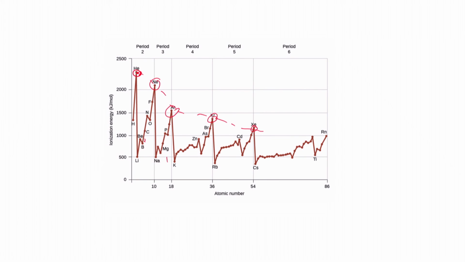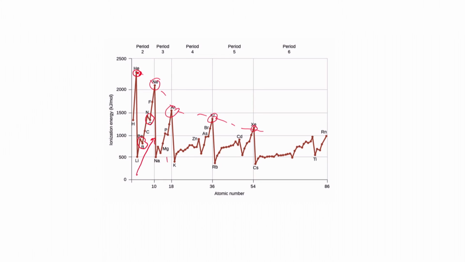You do get some minor exceptions, for example, here or here, where you would expect that as you go across a period, it should increase, and it generally does increase, except for example, the difference between beryllium and boron, or nitrogen and carbon. Okay, that changes a little bit. There, you have these minor effects due to changes in the electron configurations, right? So if you looked at something like beryllium, beryllium is 1s2, 2s2. Boron has the following electron configuration, 1s2, 2s2, 2p1.